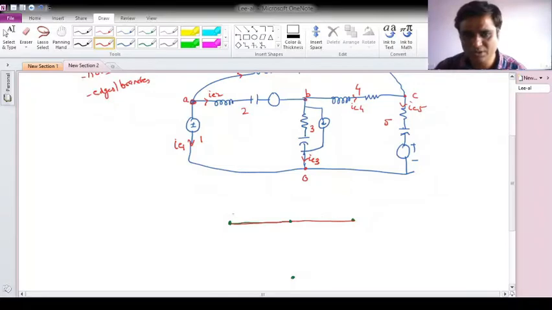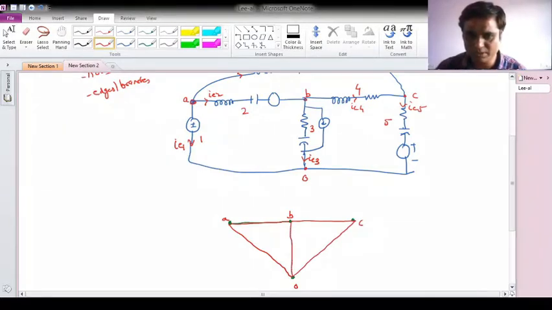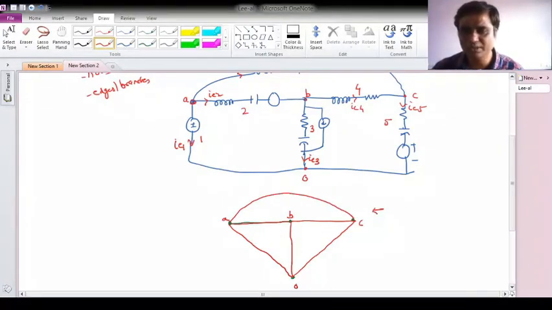Similarly, between the remaining nodes A, B, C and O, replace each by a single line. From A to O again replaced by a single line. From C to O again a single line. B to O also a single line, and again I observe that there are elements between A and C also, so that is also replaced by a single line. Now the graph we obtained is an undirected graph. Let me give the element names also: 1, 2, 3, 4, 5, and this is for example 6.